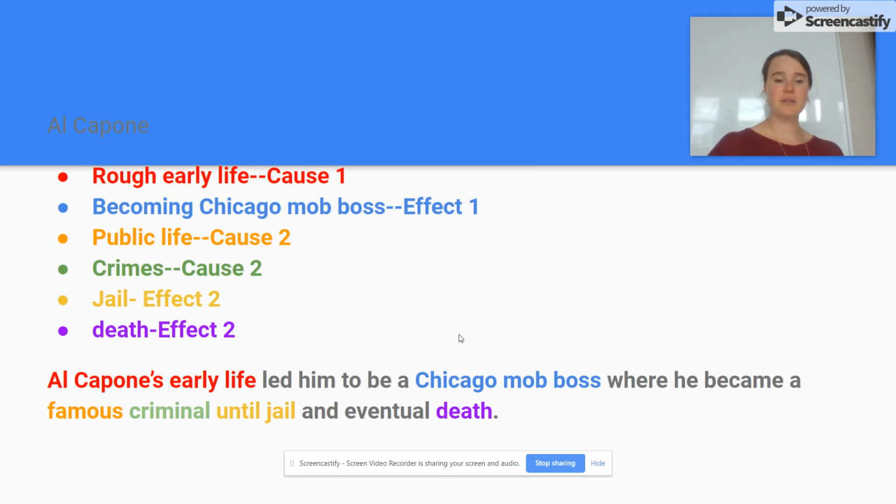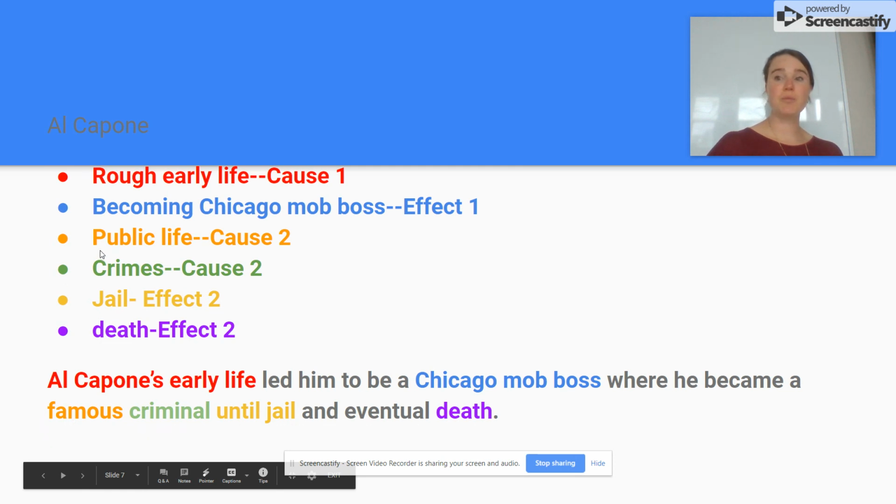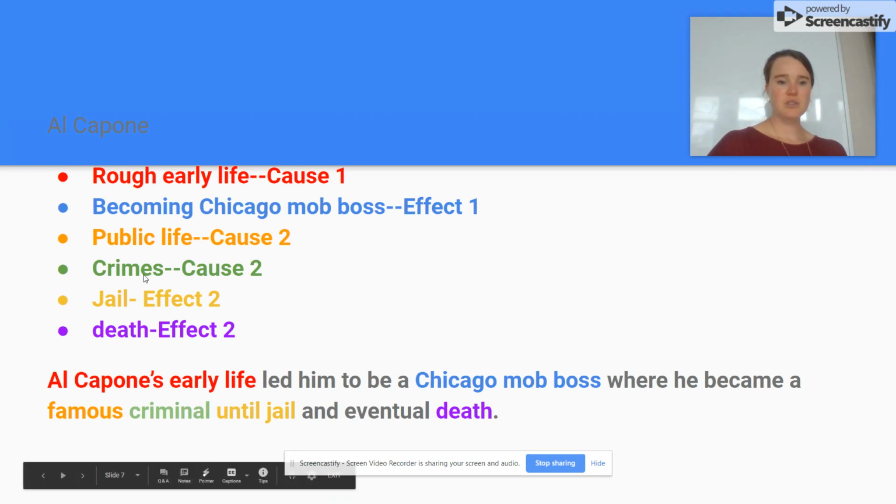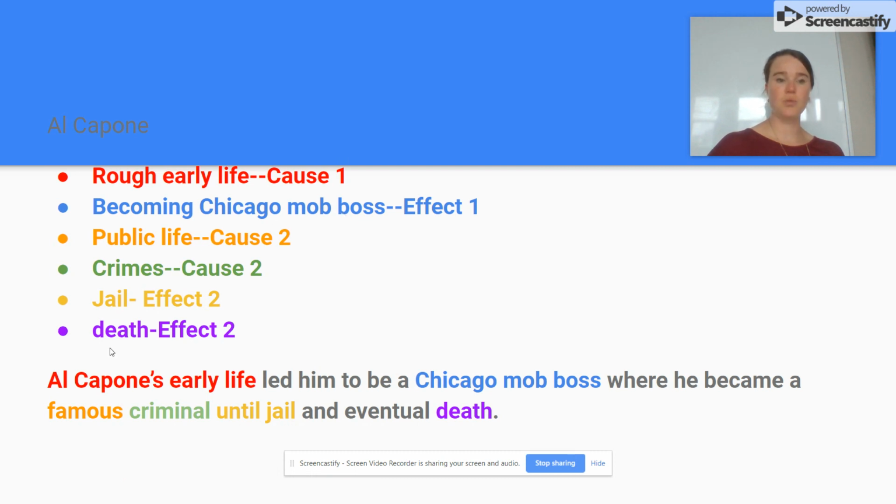Okay, so let's take a look at this another way. Al Capone's early life, so here is where I talk about this, check. Led him to become a Chicago mob boss. I talk about that here and here. We're good. Where he became a famous, famous is a nod to public life. If you have a public life, then you are famous. Criminal relates to crimes. So he became a famous criminal until jail. Talk about jail and eventual death. We talk about death. So we talk about all my categories, and I again have my causes and effect. This caused this, which caused these two, which caused these two.